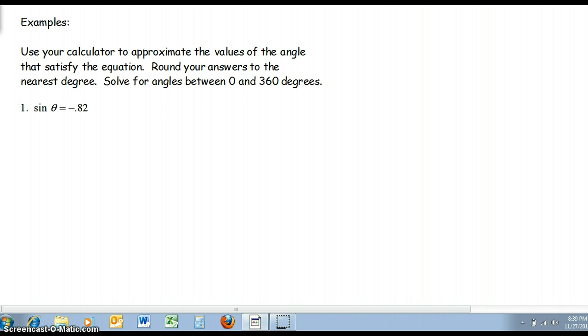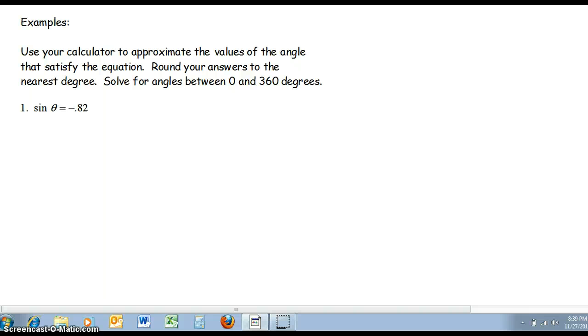So we're going to start first with an example with the calculator. Notice the directions. It says use your calculator to approximate the values of the angle that satisfy the equation. Round your answers to the nearest degree. Solve for angles between 0 and 360 degrees. So the first thing you have to do is make sure that your calculator is in the degree mode because they're telling you to use a calculator on this problem. We're starting with an easy one that's already really isolated. The sine theta is already isolated, so I don't have to worry about that part.